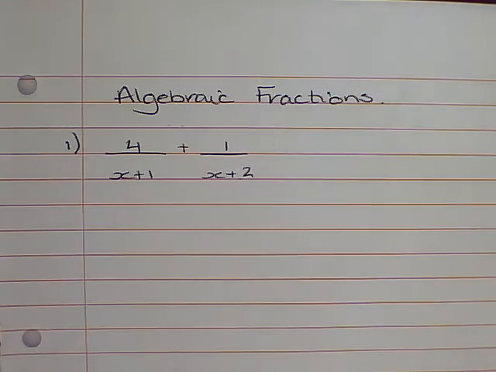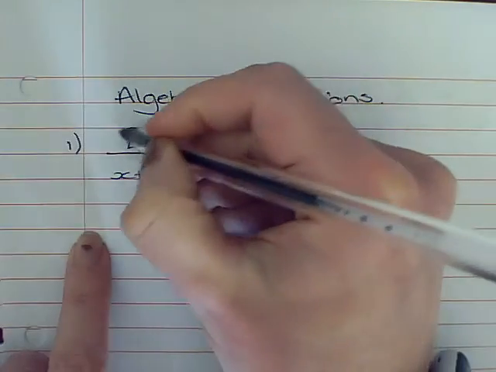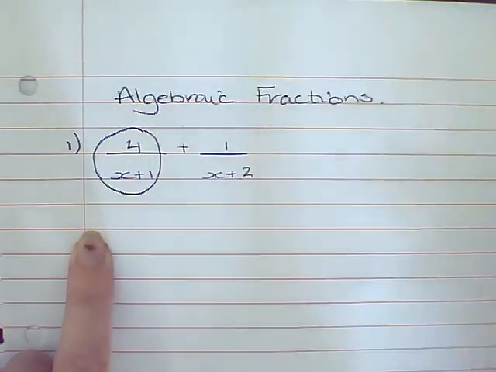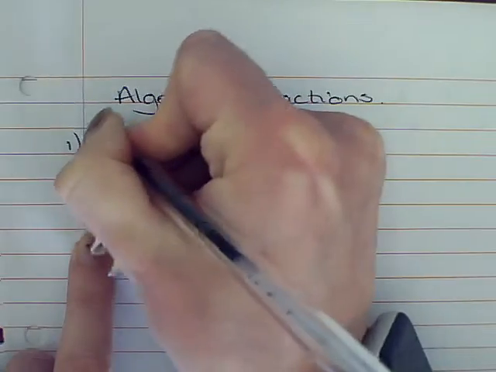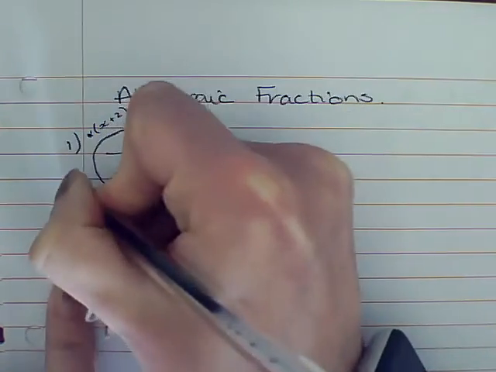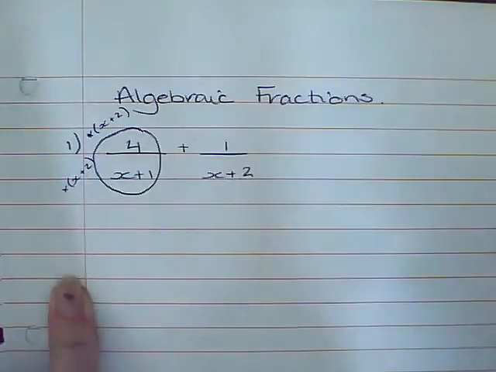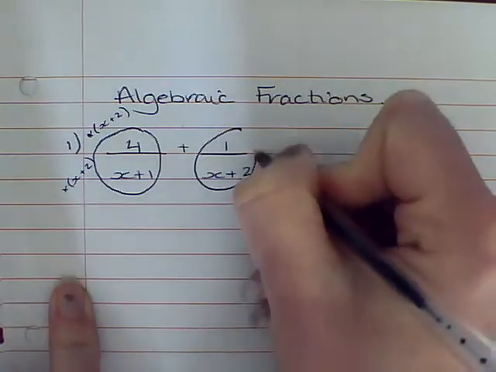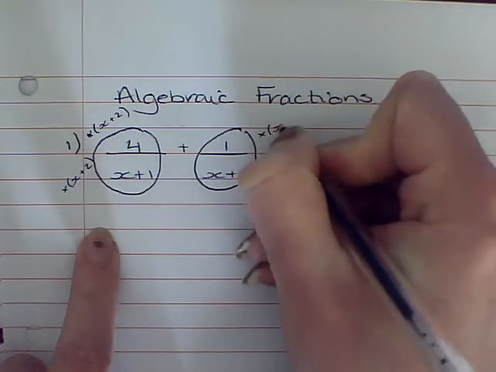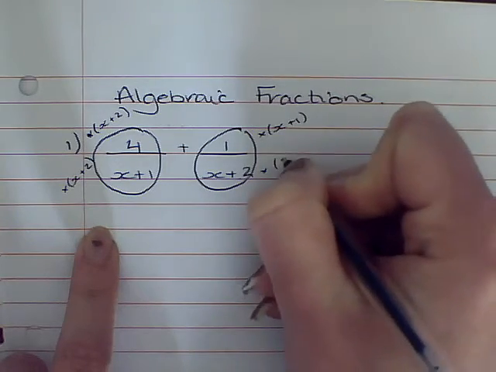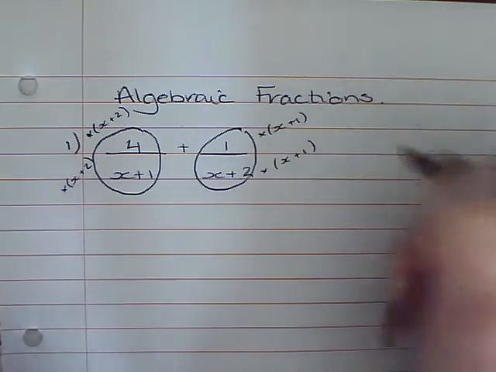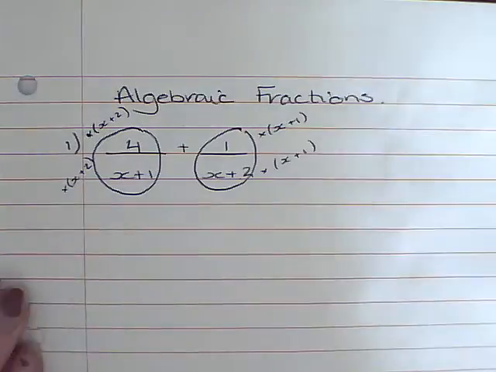Okay, the first thing we're going to do is to get our denominator the same on each. So I am going to times all of this one by x plus 2, and I'm going to times all of this one by x plus 1. Now you don't actually need to circle and write that. I do it because it keeps me right.